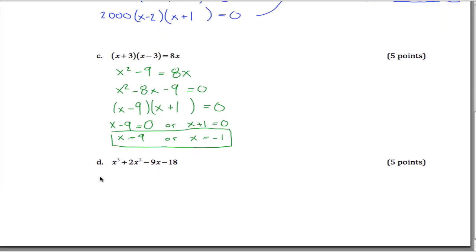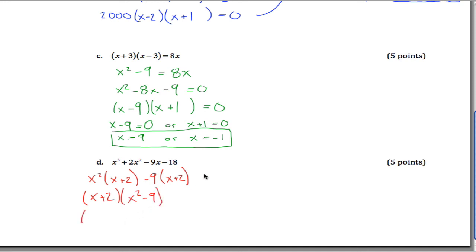Last one here, we have 4 terms. No greatest common factor, but 4 terms, so that'll tell us to use factoring by grouping. You look at these first 2 terms and they have an x squared in common. So if you pull out that x squared, you'll be left with x plus 2. And then if you want to be left with an x plus 2 in these next 2 terms, you better pull out a negative 9. Now you have 2 terms that both have an x plus 2 in them. So you can factor that out and be left with x squared minus 9.